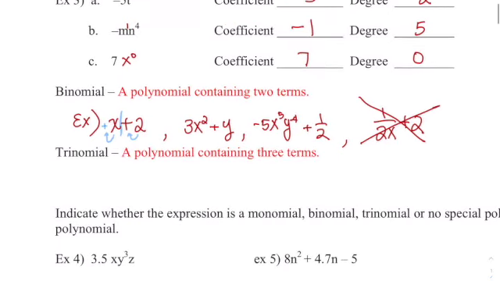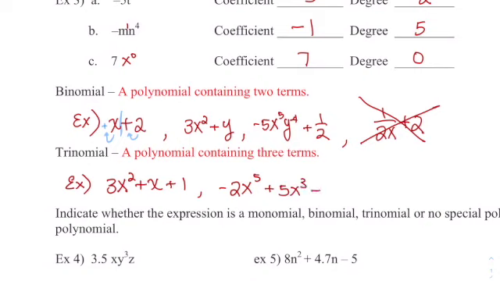Going on to the next one, trinomial. A trinomial is a polynomial that contains 3 terms. And trinomial is kind of important because a lot of times they might be in the form of a quadratic. I'll give you some examples. That will be something like 3x squared plus x plus 1. And you can even have a negative 2x to the 5th plus 5x to the 3rd minus 1. You can have that. You can even have a fraction in the front, so you can have negative 1/3 x.